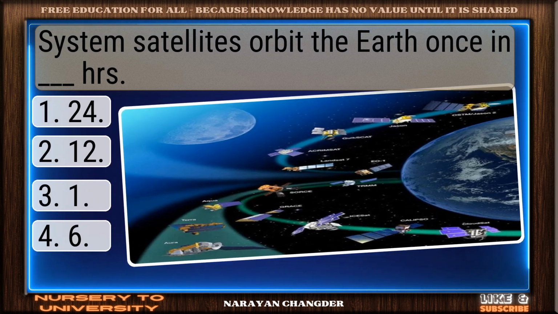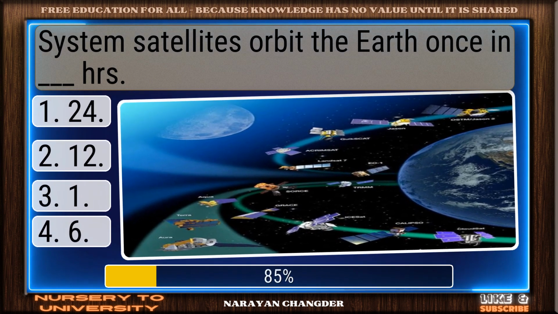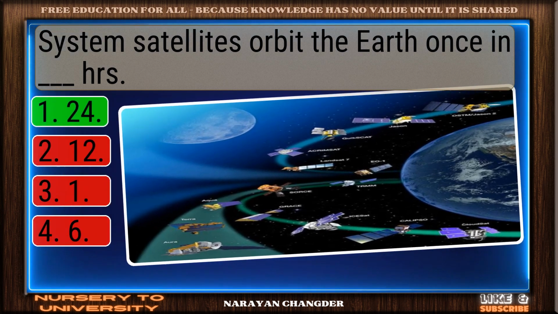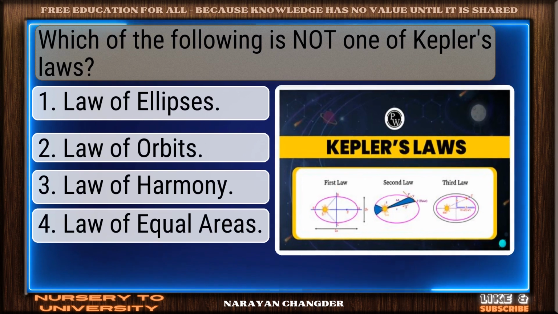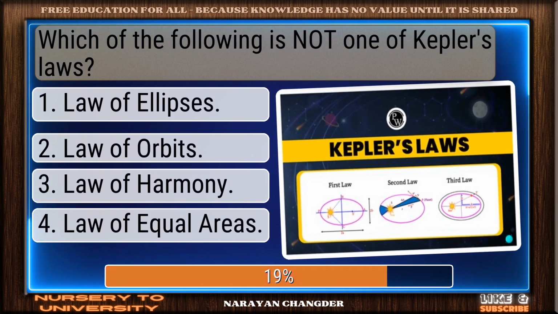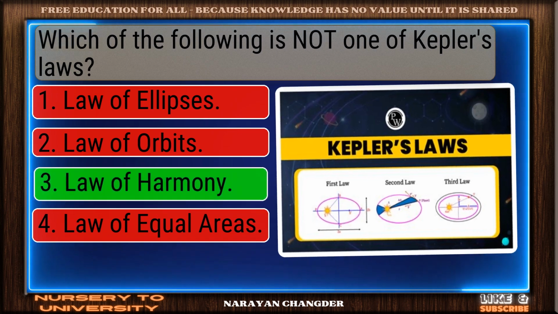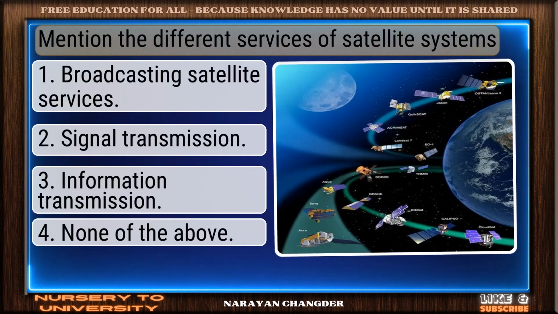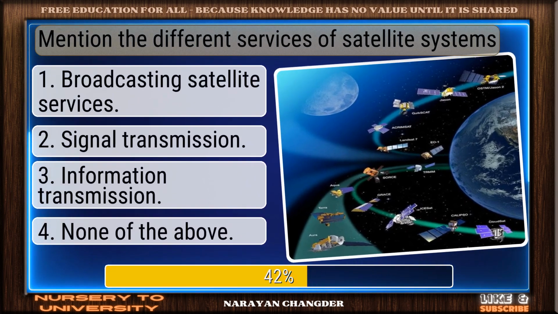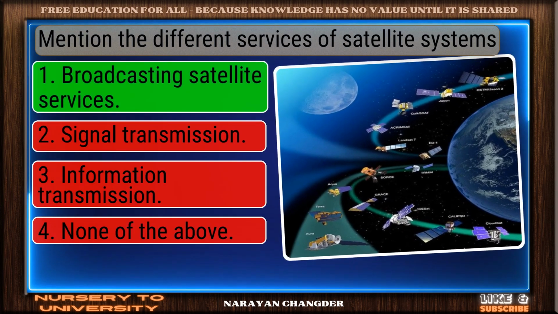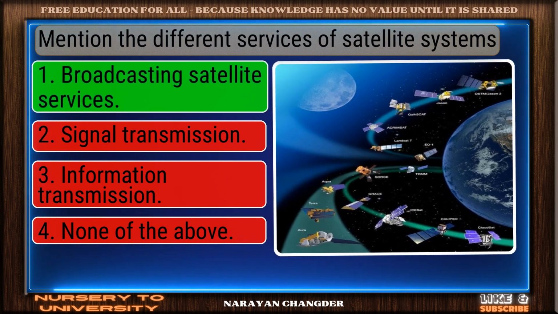System satellites orbit the Earth once in dash hours. Well done. 24 is the right choice. Which of the following is not one of Kepler's laws? Nicely done. Law of harmony is a solid answer. Mention the different services of satellite systems. Great job. Broadcasting satellite services is the accurate answer.